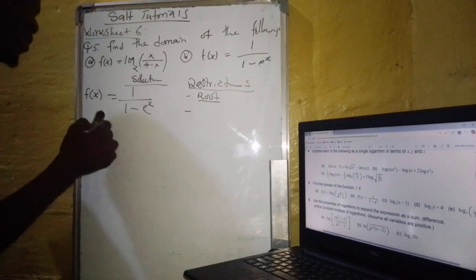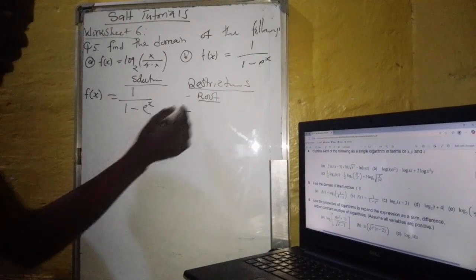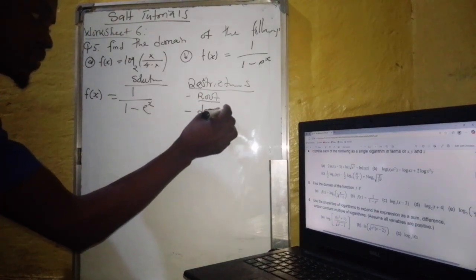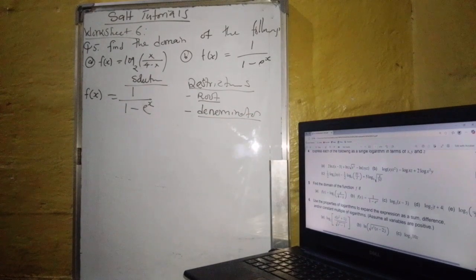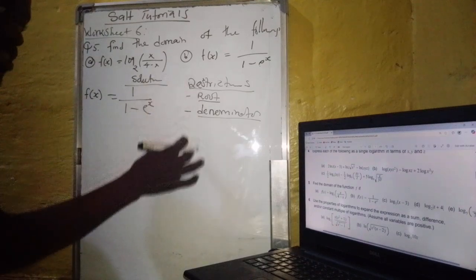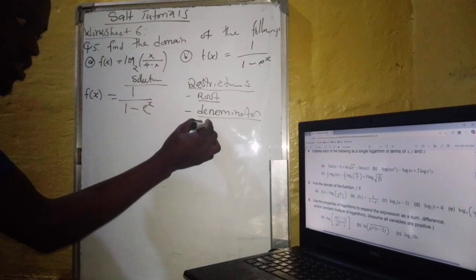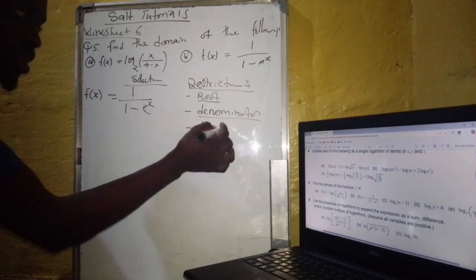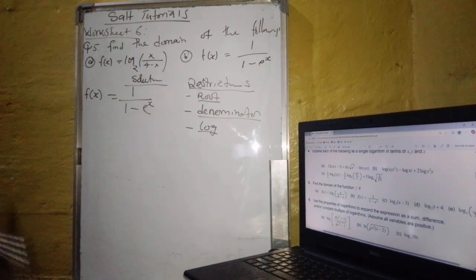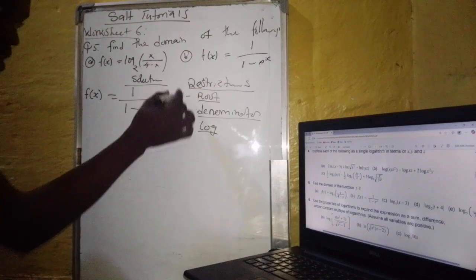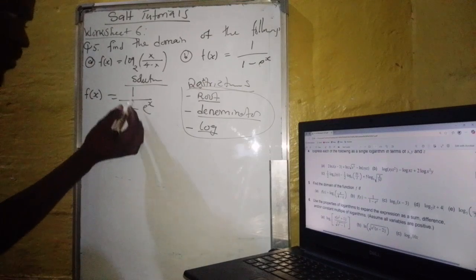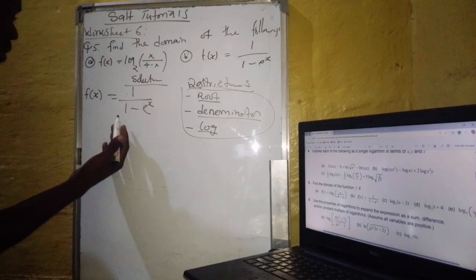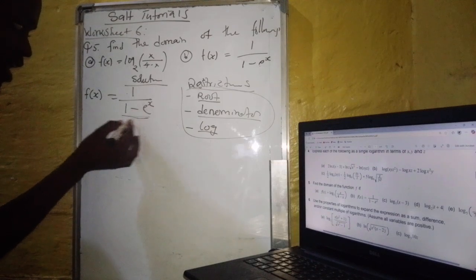Revise the notes on domains. The other point we said is the denominator: any function which has a denominator, the denominator should never be 0. The other restriction is the log. Anything which has a log, the input should be positive. So these are the restrictions you should be focusing on. Now this one doesn't have a log, doesn't have a root. So what does it have? It has an x in the denominator.